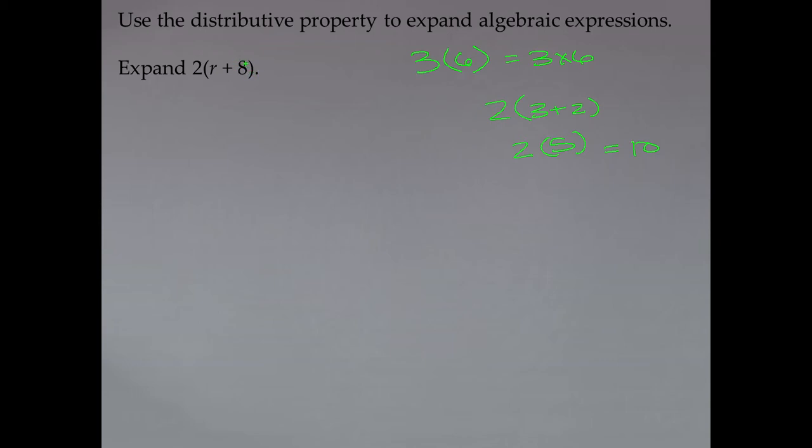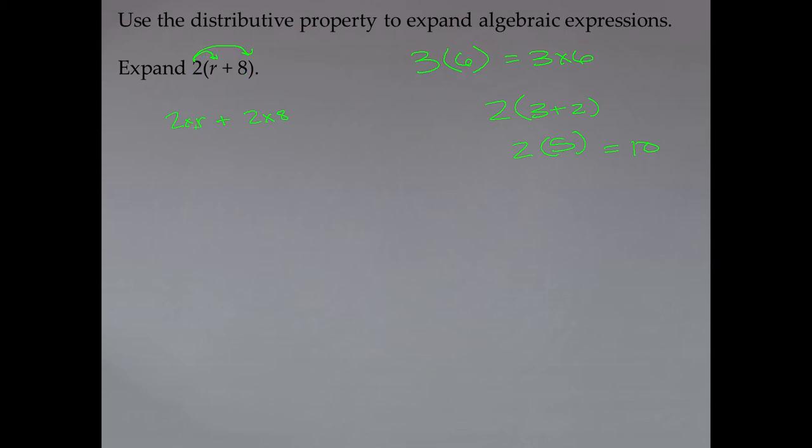But we can use the distributive property to expand our algebraic expression, which means I can multiply 2 by every single piece in this equation. So I can multiply 2 by R, and then I can multiply 2 by 8. And I'm still going to use my addition because that's what I'm doing. So I have 2 times R, and I have 2 times 8. And I'm going to add those together, because I took my 2 and multiplied it by my R, and then my 2 and multiplied it by my 8.